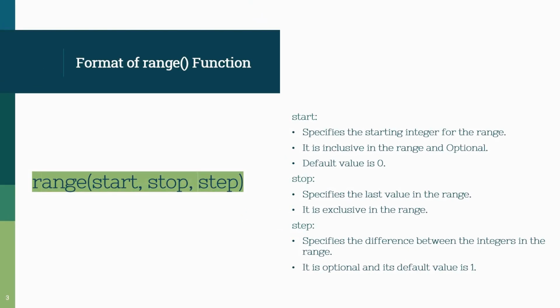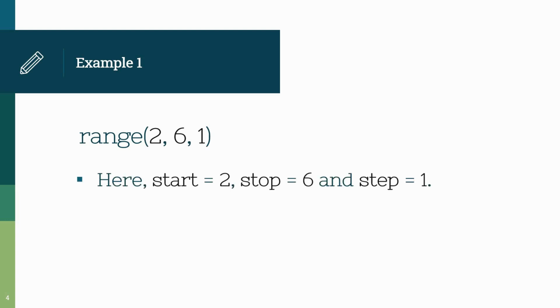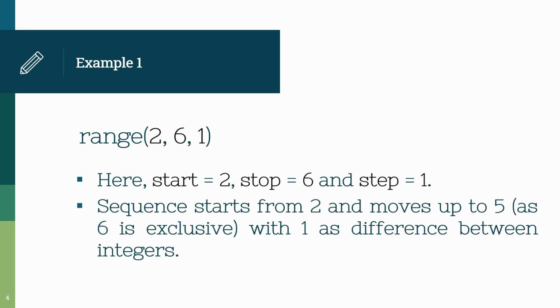Now we will see various examples of the range object. Example 1: range of 2, 6, 1. Here the start value is 2, stop is 6, and the step size is 1. That means it generates a sequence of integers which starts from 2 and moves up to 5, where the difference between integers would be 1. Then the range object generates a sequence which contains 2, 3, 4 and 5.